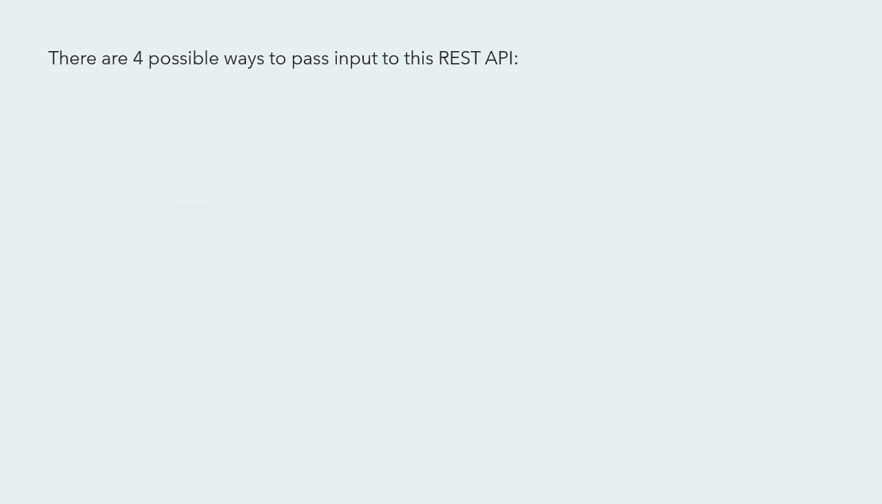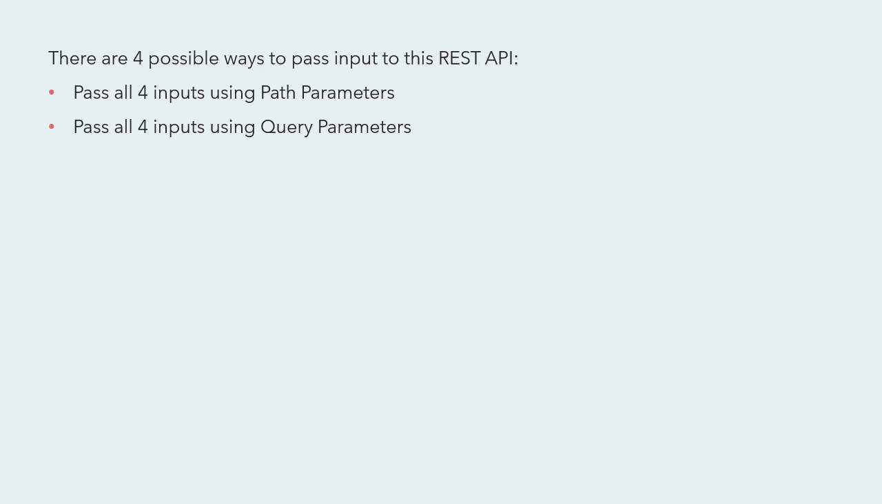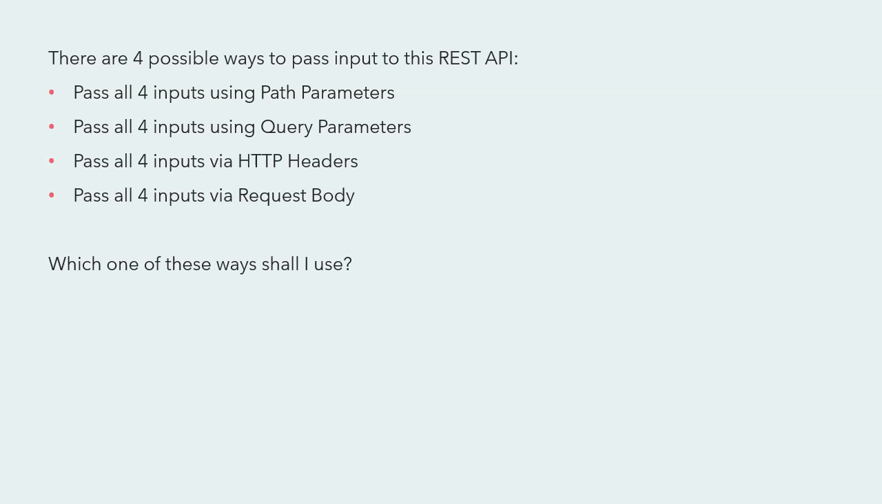There are 4 possible ways to pass input to this REST API. We can pass all the 4 inputs using path parameters. We can use query parameters also. A third option is to make use of HTTP headers. And we can also send all the 4 inputs via HTTP request body. So what's the best way to send inputs to the REST API? Let's find out in the next slide.